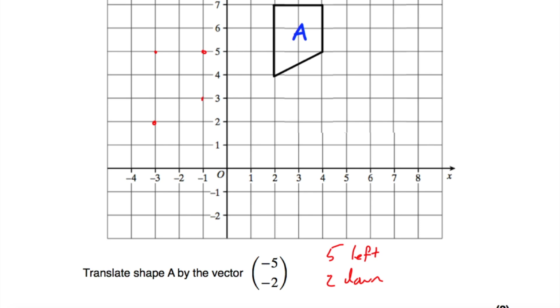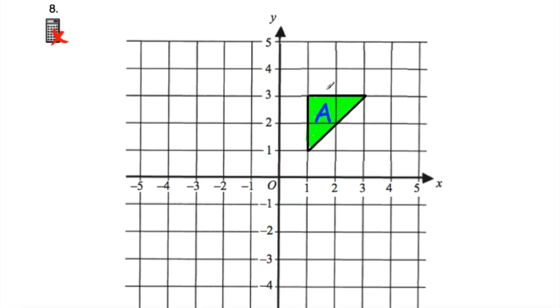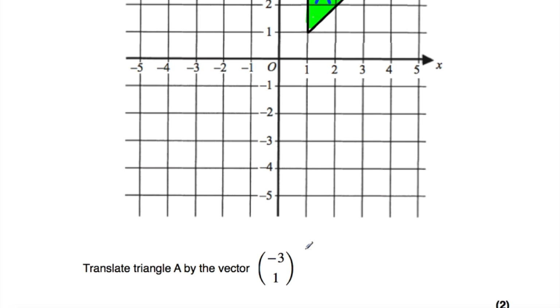Now we just need to join them up. And that's it. We've translated shape A by the vector -5, -2. 5 left and 2 down. And that's it. Let's move to here. Okay, let's have a look at our next question, question number 8. So question number 8, we've got this triangle A, and the question says to translate A by the translation vector -3, 1. So the number on the top, remember, it's left or right.